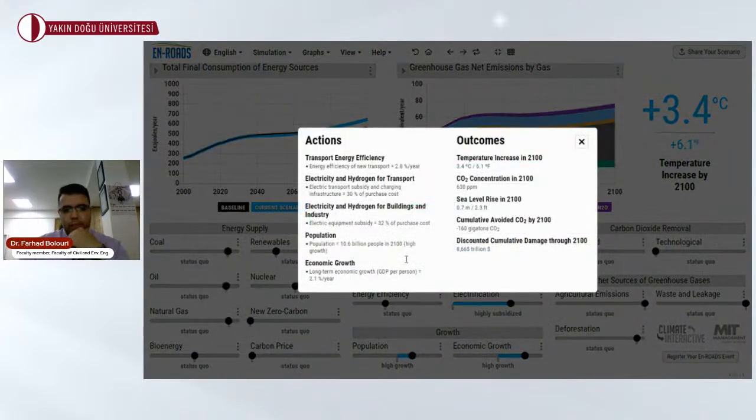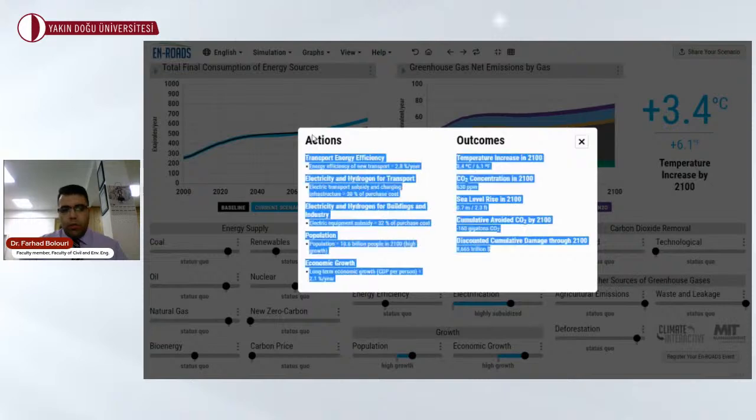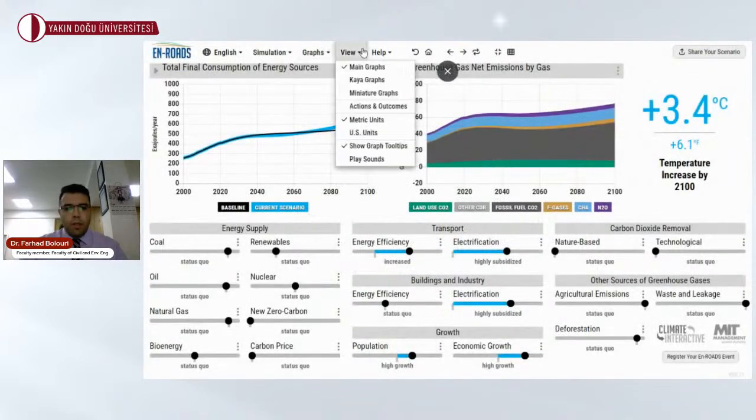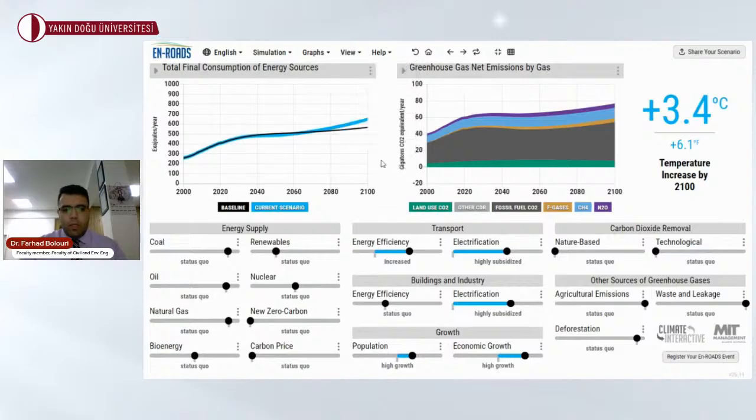What I did here, these are my actions, what I did as policies. Also, what are the outcomes of these ones? It shows to you. You can even copy paste in your report and everything. You have actions and outcomes. After that, you have metric units and US units. We are working with metric units, so we don't have any problem. Also, you can choose to not show the graph tooltips, but we need it. Also, you can say play sounds.